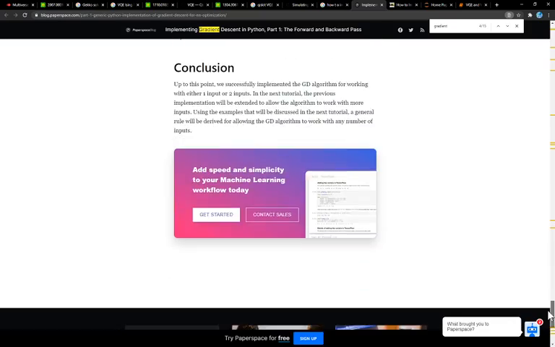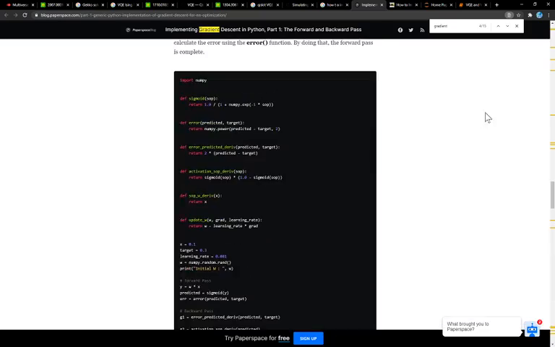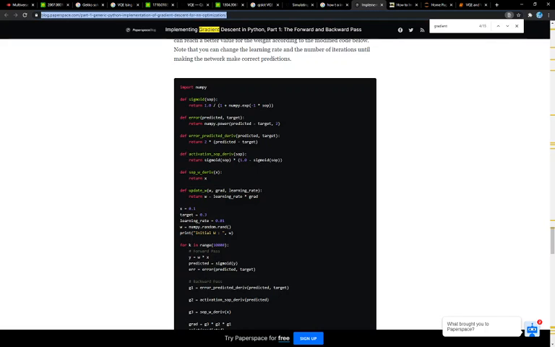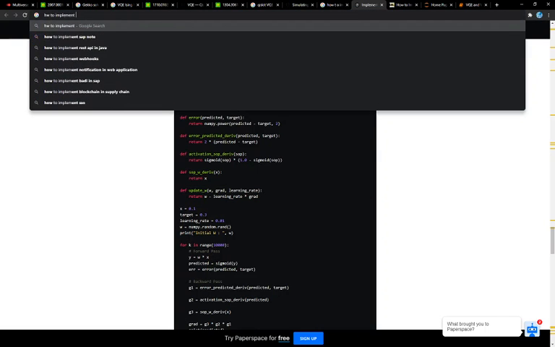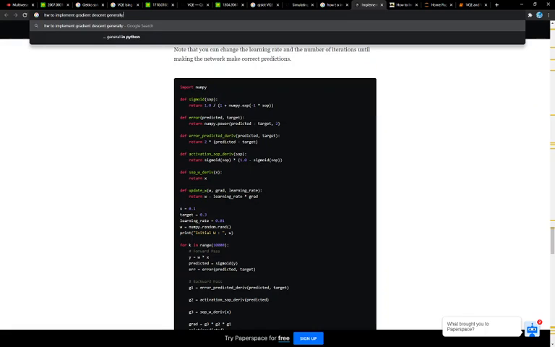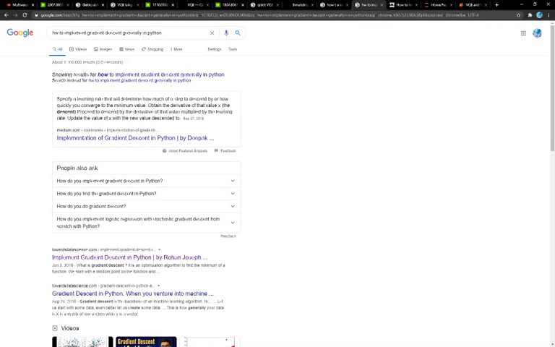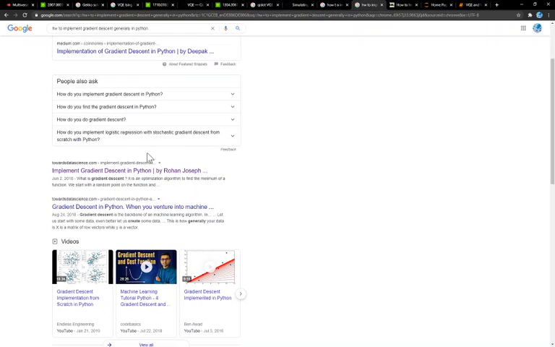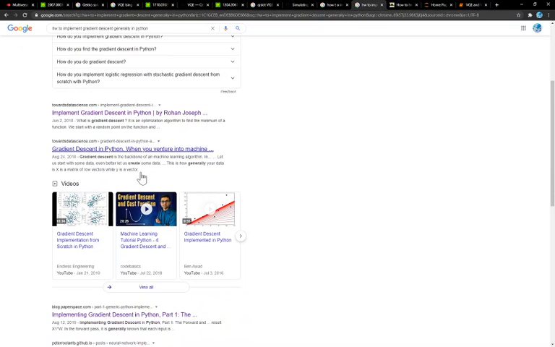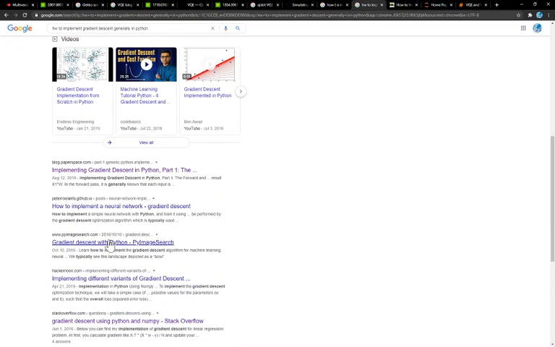I just want to know how a general optimizer does this, generally in Python. That's probably the bad way to ask, but yeah. Gradient descent implementation from scratch. Gradient descent.